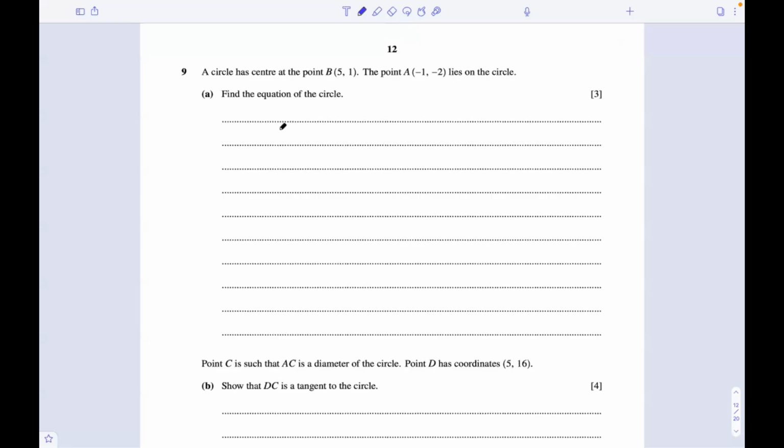In this question, we have to find the equation of the circle. We know that the equation of the circle is given as (x minus a) whole squared plus (y minus b) whole squared is equal to r squared, where (a, b) is the center of the circle and r is the radius. So this is the center and r is the radius.